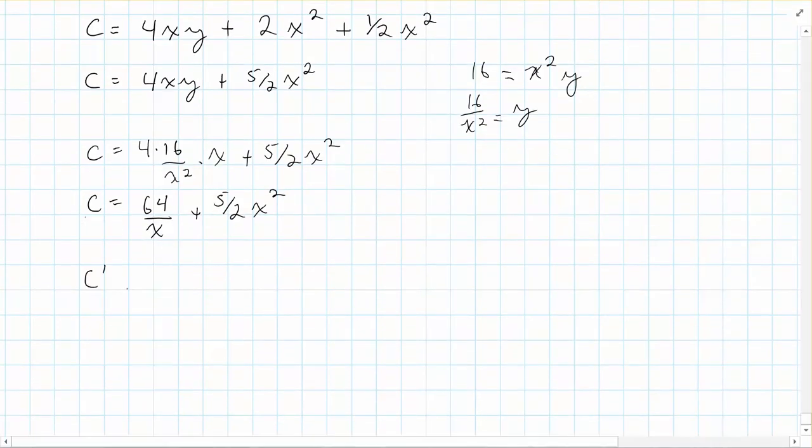So if I take a derivative of this, we'd get negative 64 over x squared plus 5x. And then we solve this when it's equal to 0.